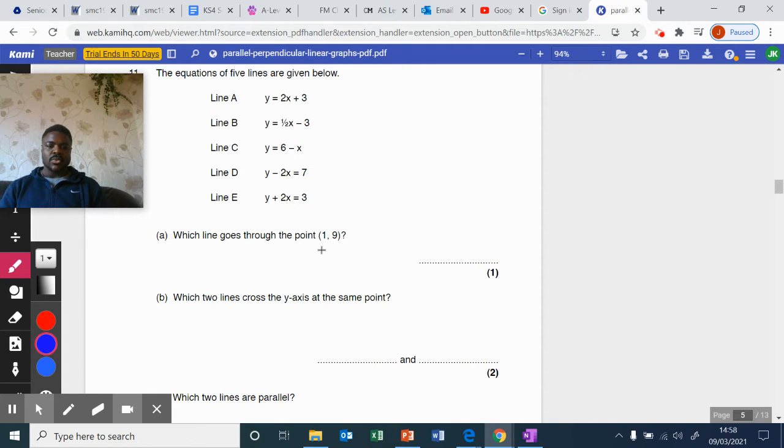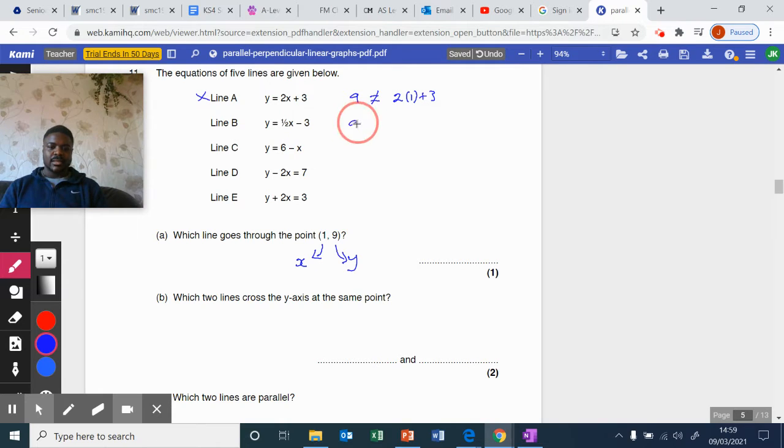Well, to do this, we simply substitute x as 1 and 9 as y because it's (x, y). So here we have 9 as y, so that's going to be 9, and we're comparing that to 2 lots of 1 plus 3. Does 2 times 1 plus 3 equal 9? No, it does not. So that one does not go through the point. Let's try the next one.